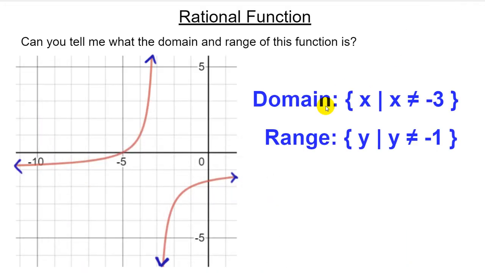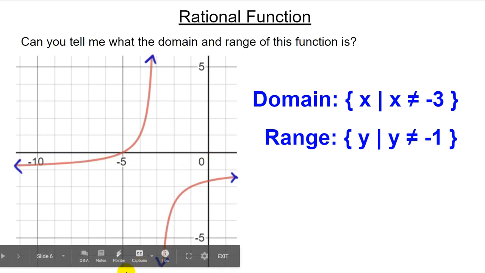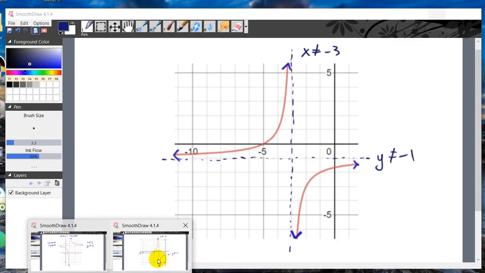Okay, so this notation again, this means the set of all x's, so that set of all real numbers for x's such that, so that line means such that x can't equal -3. Okay, and this for the range here, so this means the set of all y values such that y can't equal -1. Okay, so that's generally how that one works.